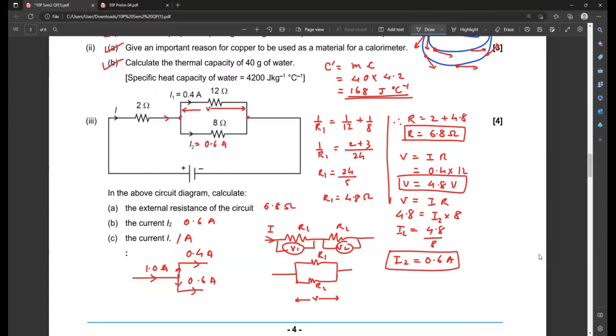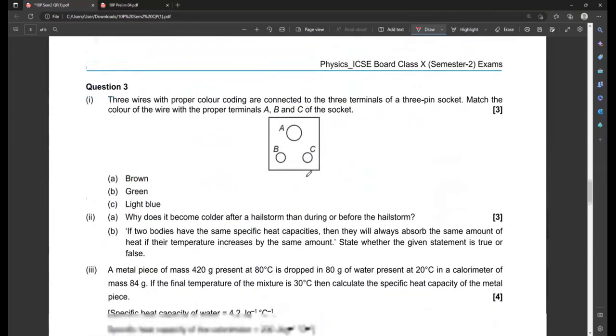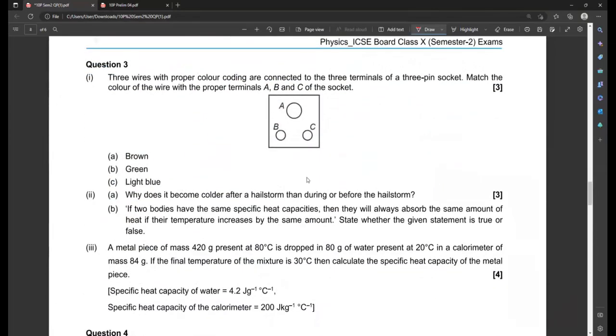Okay. Moving ahead now. Three wires with proper color coding are connected. So this is the earth wire. Which one is this? Live wire. This is live. Can anyone answer this? No, B is neutral and C is live. Okay. So which one will be brown?